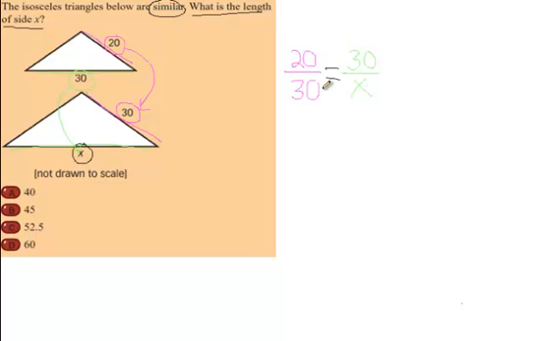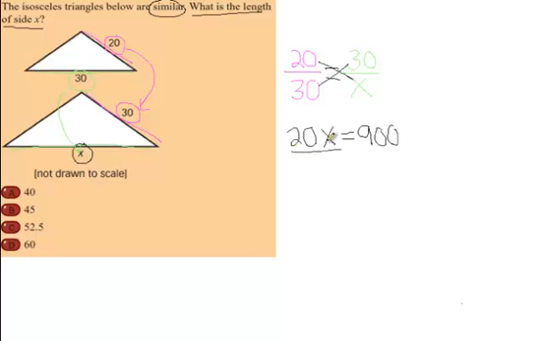And now we just do some simple cross multiplication. You have 20 times x and 30 times 30. 20 times x is just 20x. 30 times 30, we all could probably do in our head. That's just 900, because you have 3 times 3 is 9, then you add the two zeros.